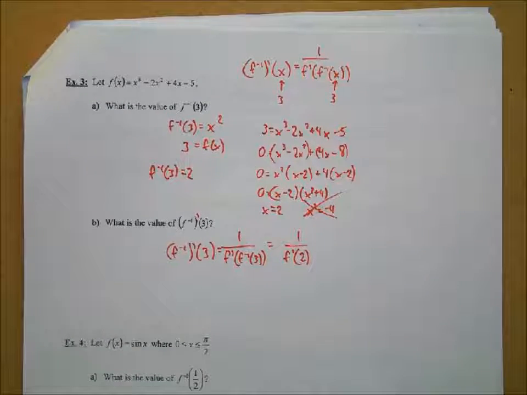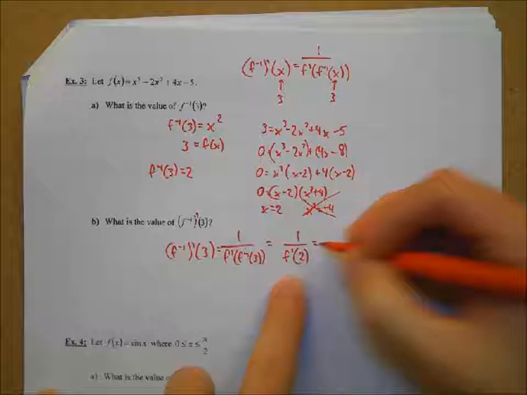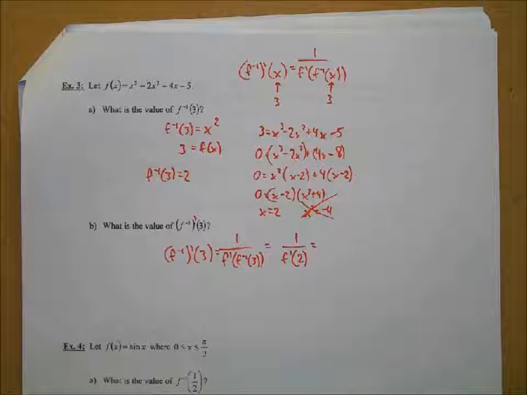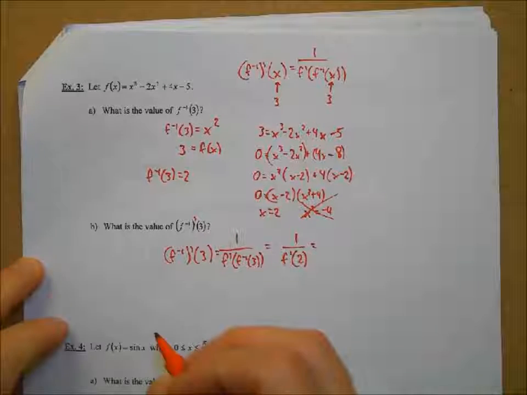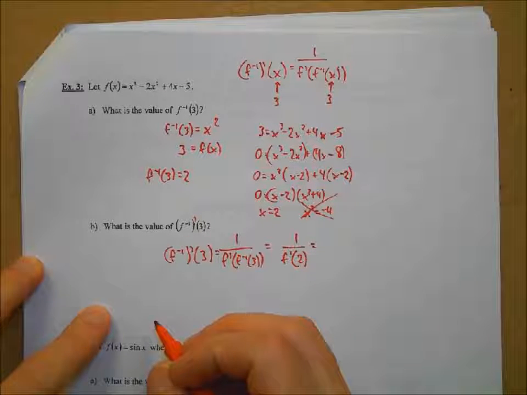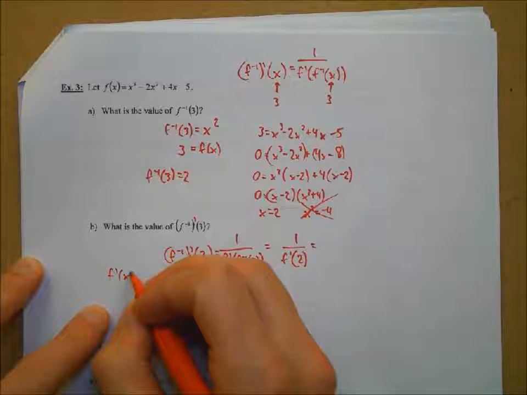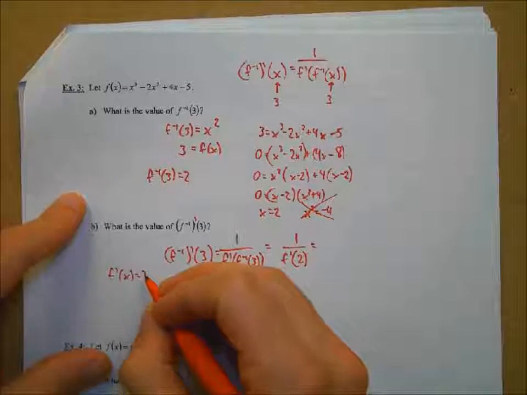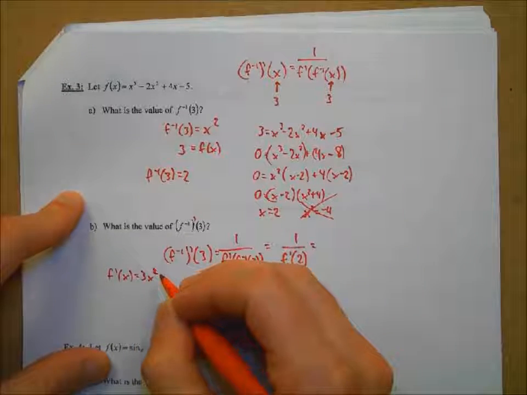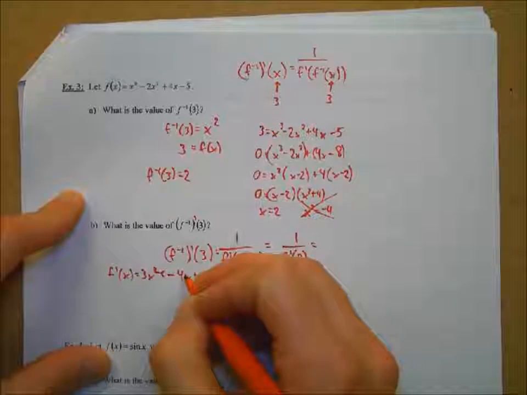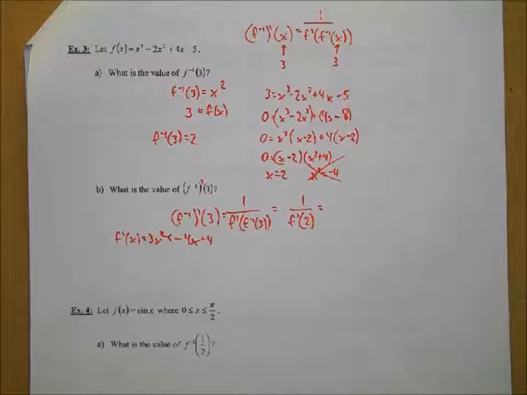Okay? So, to find f prime of 2, what do we need to do? Take the derivative of f. So f prime of x, easiest derivative of my life. Whoops, and I made a mistake. That's what I get. Okay. 3x squared minus 4x plus 4.